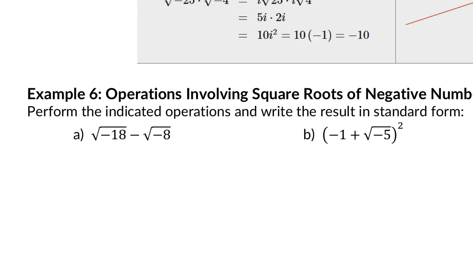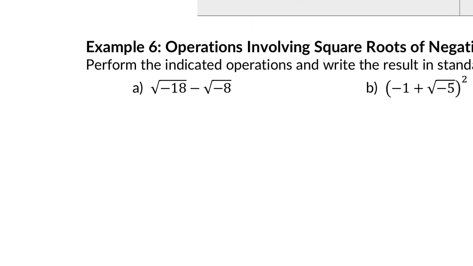Okay, so let's see how that works. For negative square root of negative 18 minus square root of negative 8, we would first take out the i's. So I know immediately that these can be reduced to i square root of 18 minus i square root of 8. To add and subtract radicals, they do actually have to have the same number in the radicand. So let's hope that we can reduce these numbers so that they have the same number in the radicand.